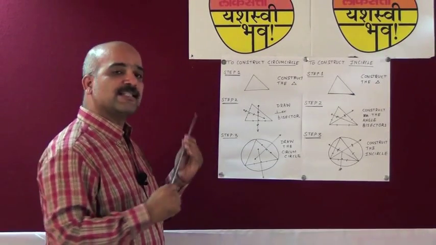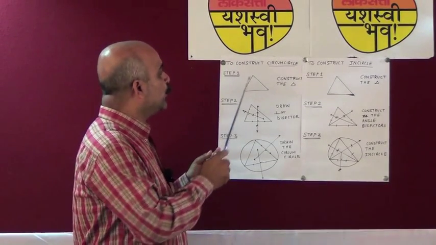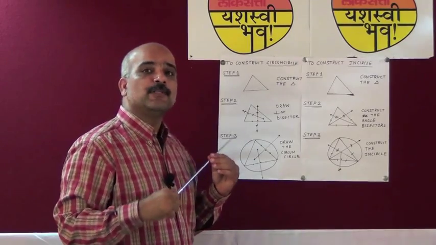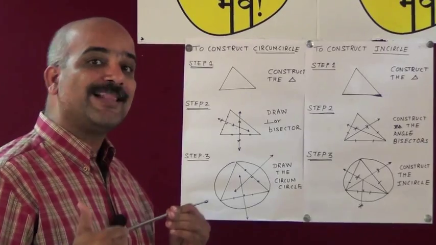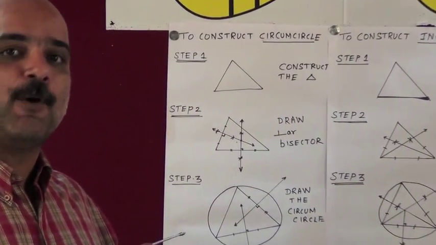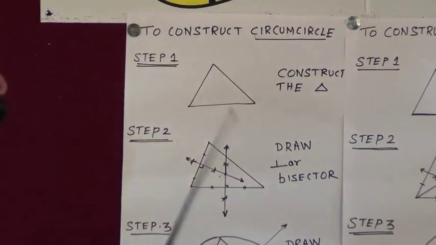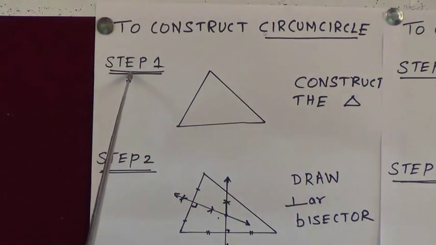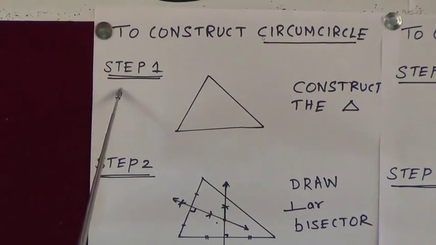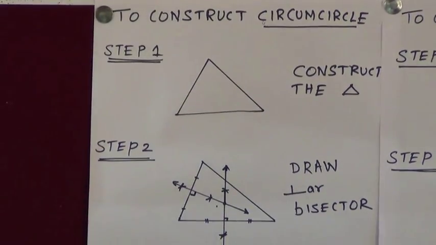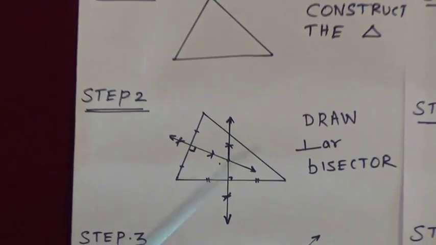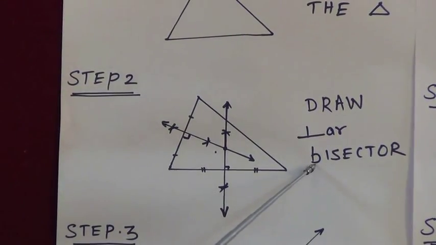First, whatever the sum is given, based on that you draw the triangle. Sometimes two sides may be given, one angle may be given, two angles may be given, one side may be given. So whatever the type of triangle that they have set, you draw the triangle first. So that would be step 1 for drawing the circumcircle. Construct the triangle. The second step that follows is to draw the perpendicular bisector.